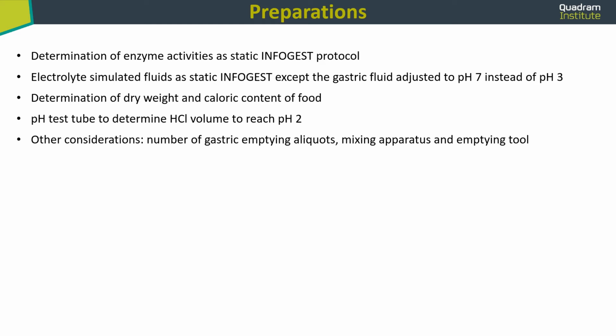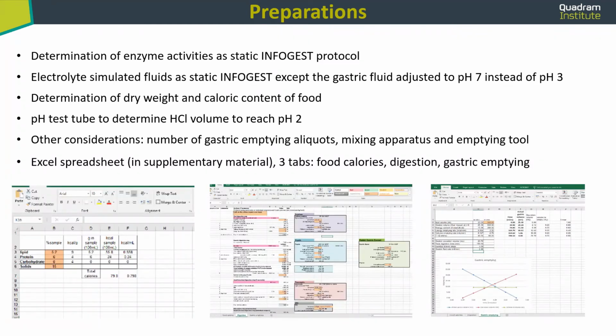Other aspects that need to be considered are the number of gastric emptying aliquots that you want to be taken during digestion and the way you want to perform the mixing and the emptying. I understand that this can seem a bit confusing at this point, but I hope it gets clear along the presentation. Once these parameters have been measured, they can be entered in the spreadsheet provided in the supplementary material, as in the static protocol, and this automatically calculates the amount of the remaining components as well as the volume and the time of emptying.